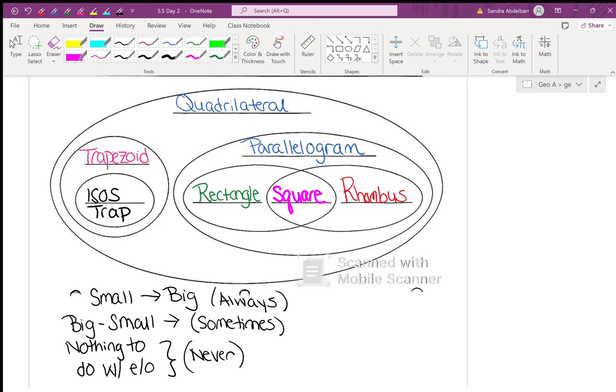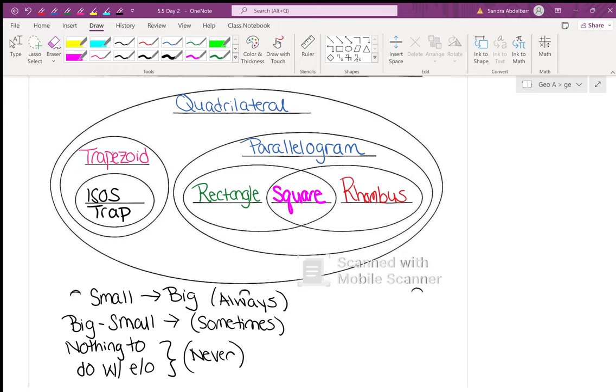A square is a rhombus. Good. Always. A square is a rhombus always. Why? The square has every property of a rhombus. It will always be a rhombus, but also based on the Venn diagram, small to big. A small to big is an always.